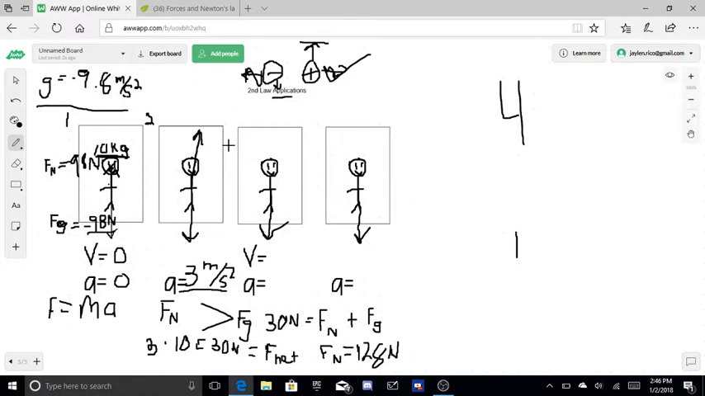Okay, now we can move on to stage 3. Here at stage 3, his acceleration has stopped after the 1 second of acceleration, so he has a velocity of 3 meters per second.